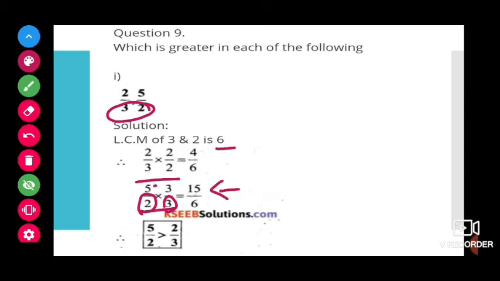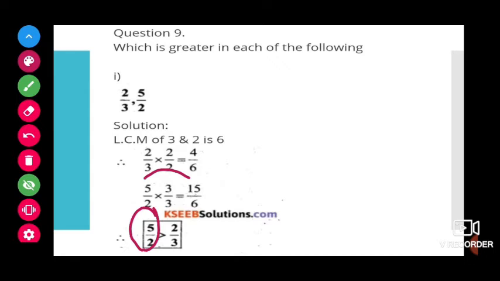So which is the greater here? Greater numerator, 4 is smaller, 15 is greater. So actual form of 15 by 6 is 5 by 2. So 5 by 2 is greater than 2 by 3, or 2 by 3 is lesser than 5 by 2. Any of the way.